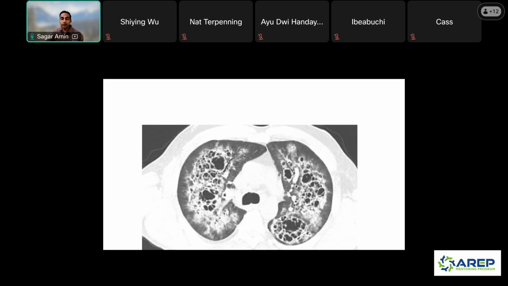We don't really see this much cystic change, but this is a type of infection that you see in HIV/AIDS patients. Anybody know what this could be? The most common, PCP? PCP. Yes, great. Yes, PCP.